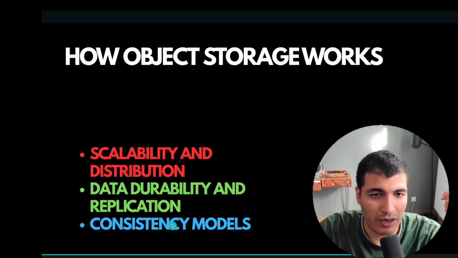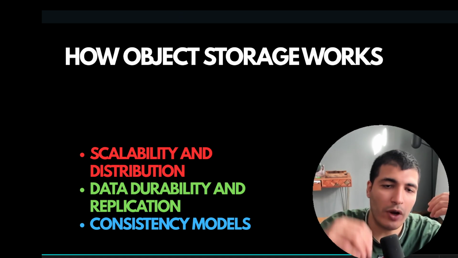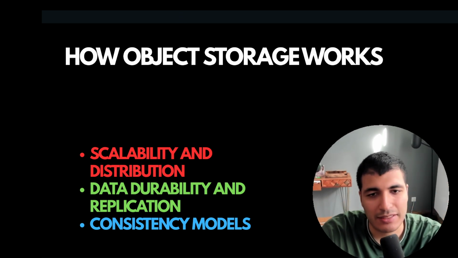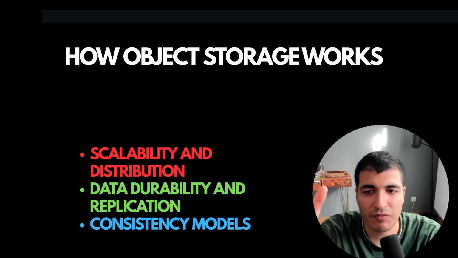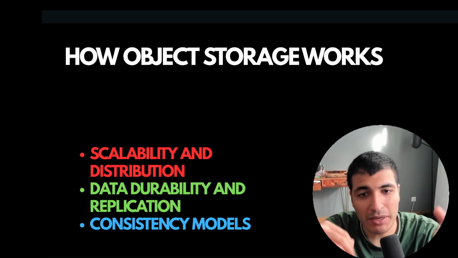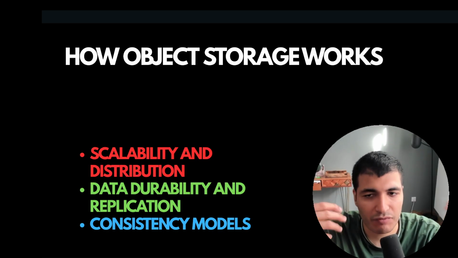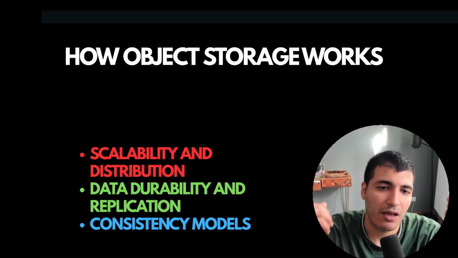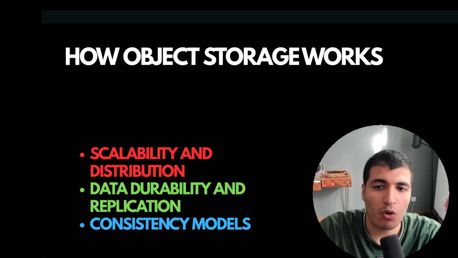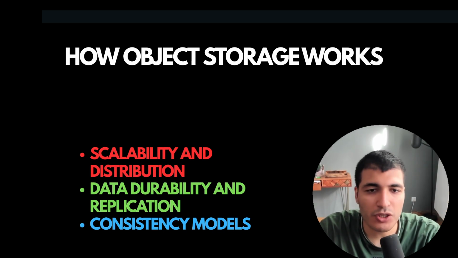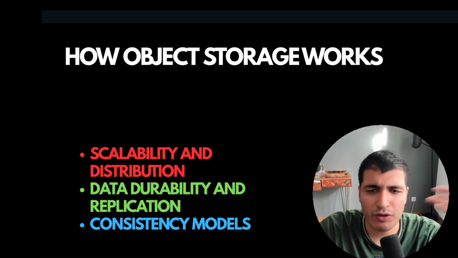And next we have the consistency model. When you write new data to an object storage system, it needs to be reflected across all those replicated copies. Many object storage systems prioritize eventual consistency. This means that after a write operation, it might take a little bit of time for all the different copies of the object to be updated. However, eventually, all the copies will be consistent.